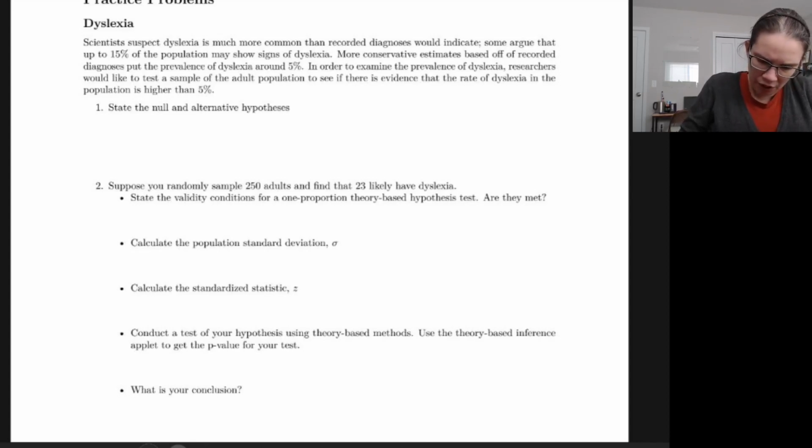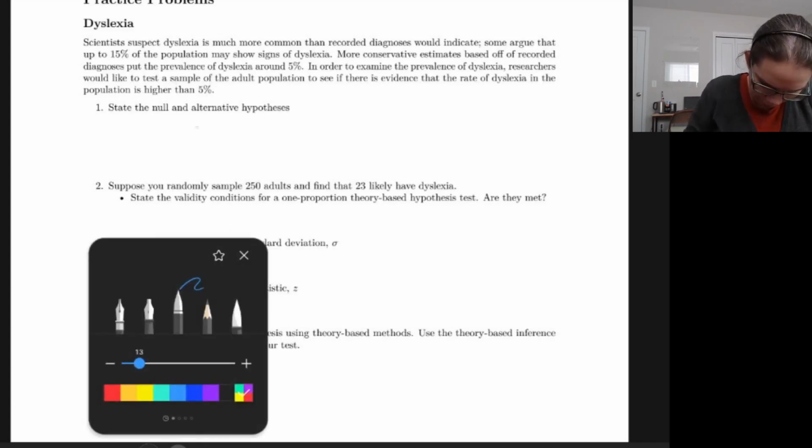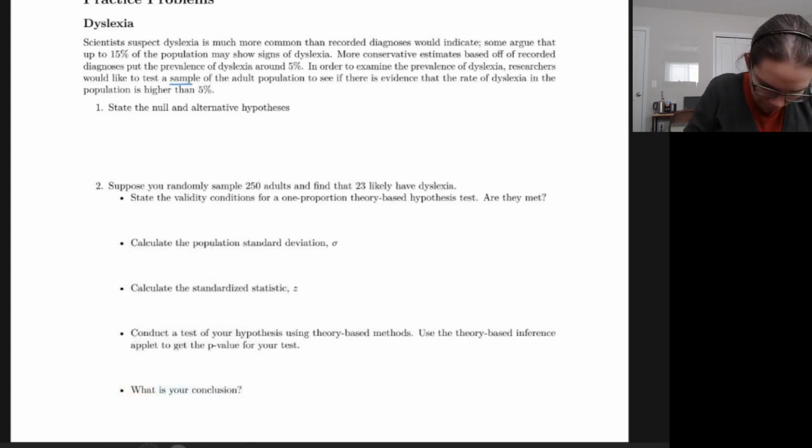We are interested in testing a sample of the adult population to see if there is evidence that the rate of dyslexia is higher than 5%.